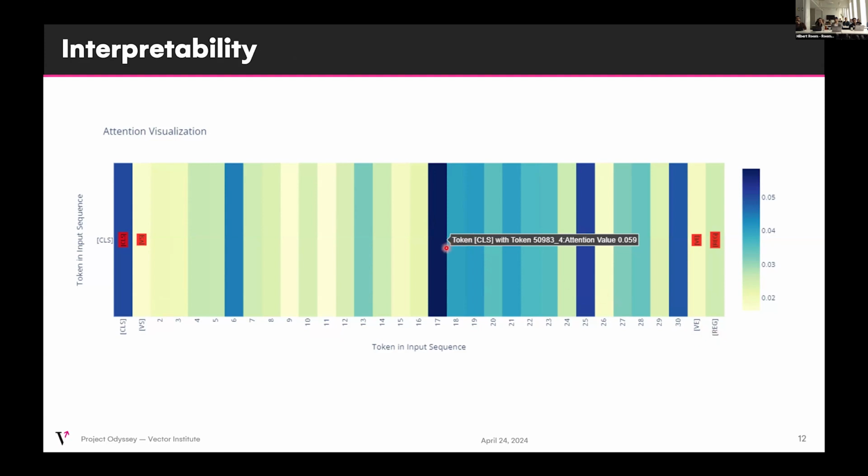Now we can see here that our model was paying a lot of attention to this specific 17th token in our sequence. And this is, without a doubt, actually a lab result that shows you have a high amount of protein in your urine, which is usually an indication of kidney failure. And then you can see how things coincide. The model that's predicting kidney failure is also paying attention to a type of lab result that we, as doctors, usually associate with having kidney failure.